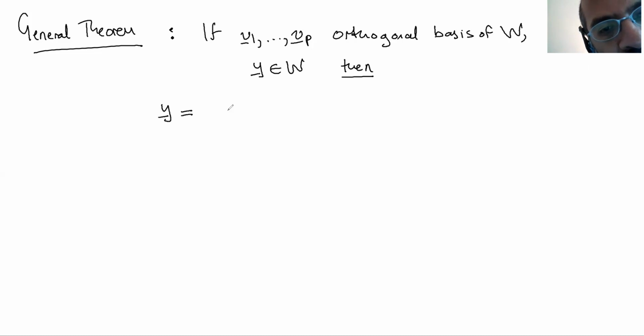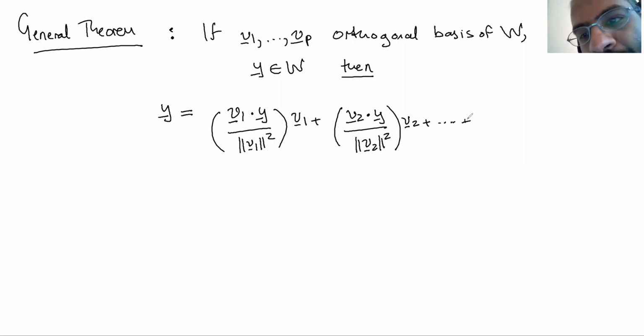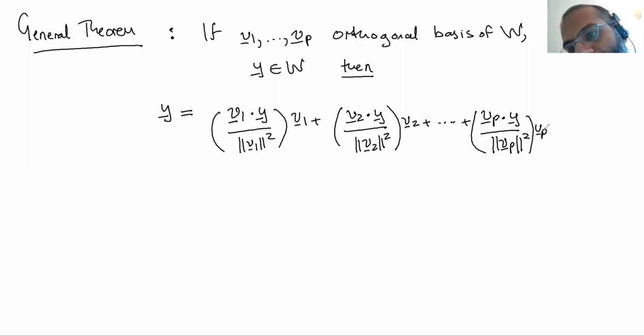So y is equal to U1 dot y over norm of U1 squared times U1, sorry, this looks like a V, plus U2 dot y over norm of U2 squared times U2, all the way up to the dot product of UP and y over norm of UP squared times UP.